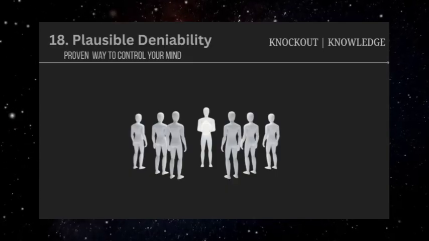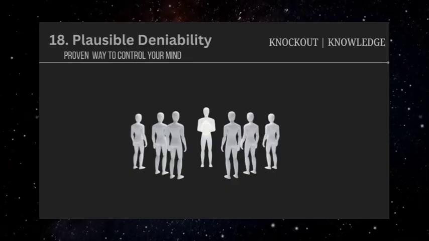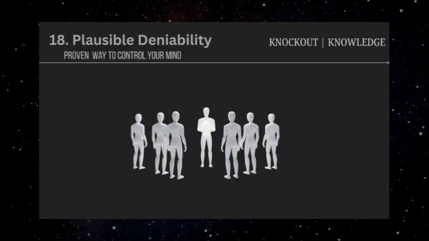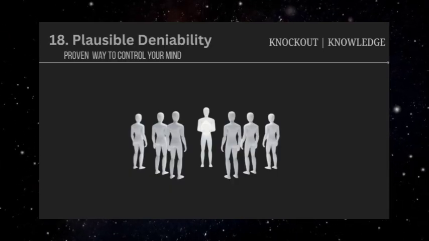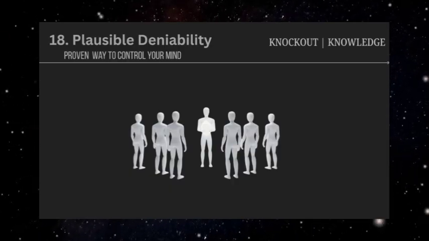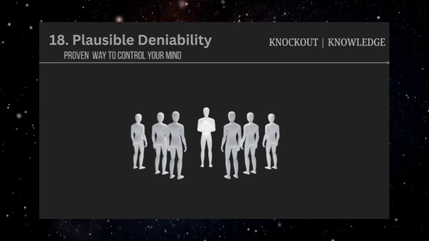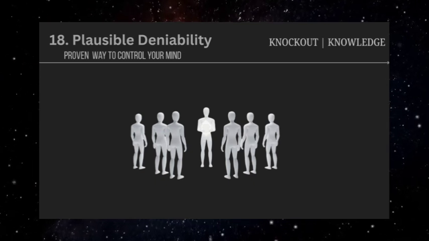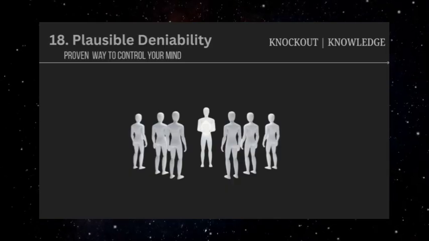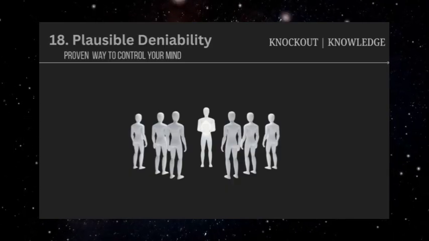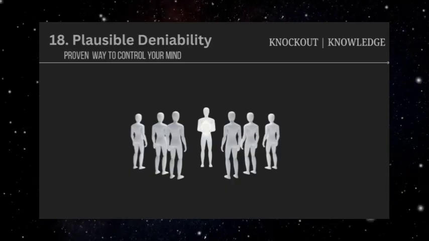What makes plausible deniability particularly frustrating for targets is that it makes them appear paranoid or overly suspicious when they try to address the manipulation. Since the manipulator can always point to innocent explanations for their behavior, calling them out risks making the victim look unreasonable or accusatory. The technique also creates cumulative psychological damage over time.